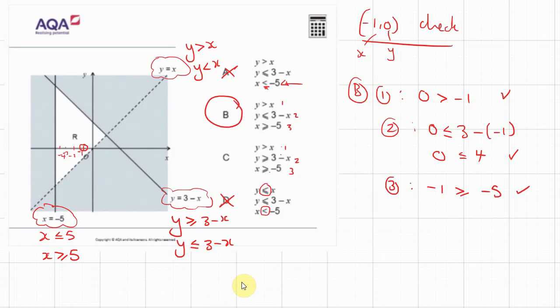We could go ahead and check C. If you went ahead and checked it, we would see that y greater than 0 would be true. It's the same as we had in the other question before. This one would fall apart. This second one would be wrong if we substituted in our coordinate. So that would show us that that would be incorrect.